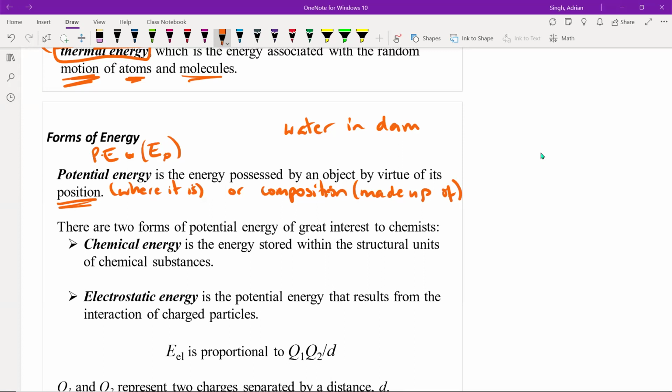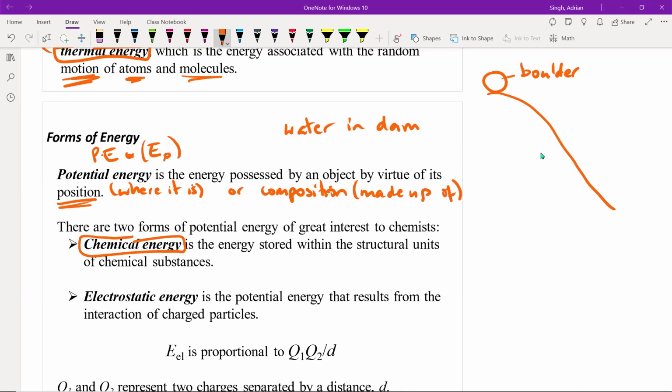If you think about a boulder at the top of a hill, let's say it's perched on the edge, it has the potential to do work as it goes down the hill. Now, when we start looking not macroscopically, but microscopically and even submicroscopically, we're going to find two forms of potential energy that are going to be really important for us. The first is known as chemical energy, which is the energy that's stored within the structural units of chemical substances.